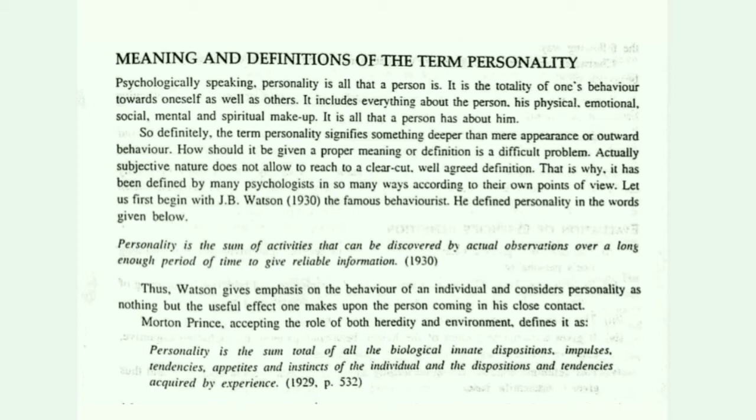Then, Morton Prince has defined personality as the sum total of all biological innate dispositions. Biological innate dispositions means the characters or the traits of an individual which he acquires by heredity from his parents. These are the innate dispositions, impulses, tendencies he shows, then appetites and instincts. So these words, impulses, tendencies, appetites and instincts, all combine to give the word personality.